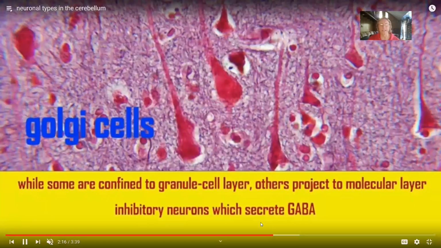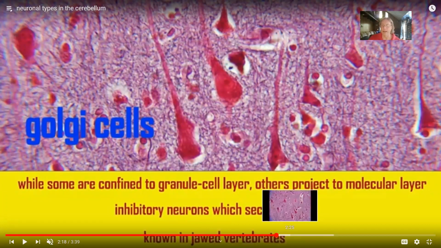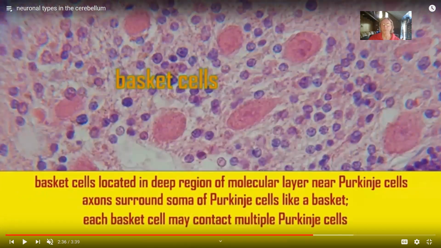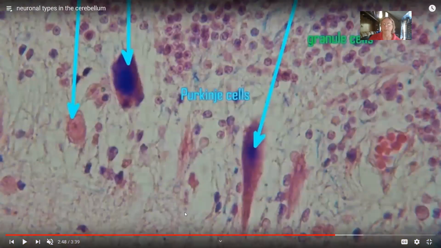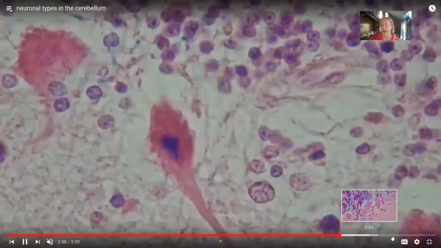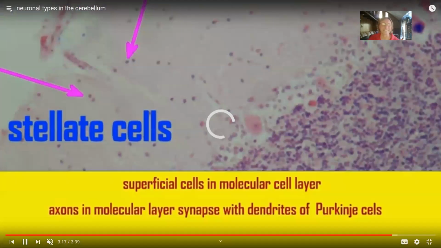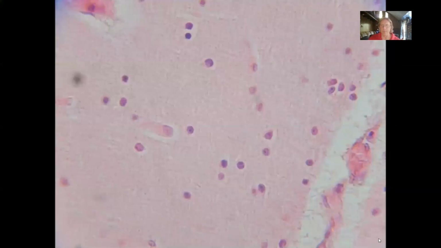So there are Golgi cells, which can be confined to the granule cell layer, while others project to the molecular cell layer. There are basket cells whose axons surround the soma of the Purkinje cells, forming a basket, hence the name. So if these were the Purkinje cells, the basket cells would be surrounding them. And then finally, in the molecular layer, there are the stellate cells as well.